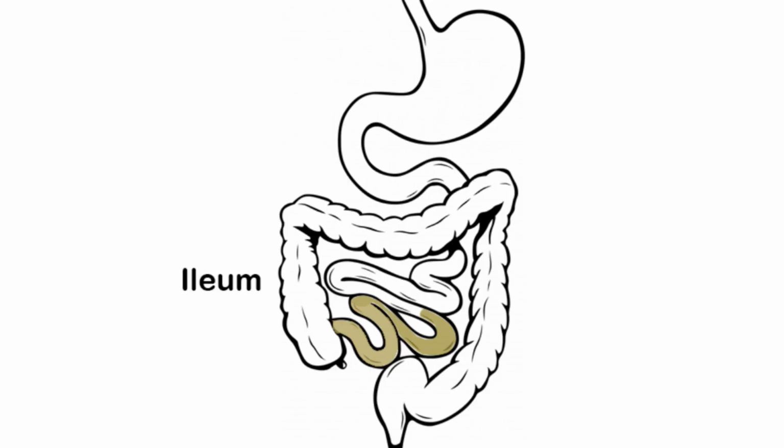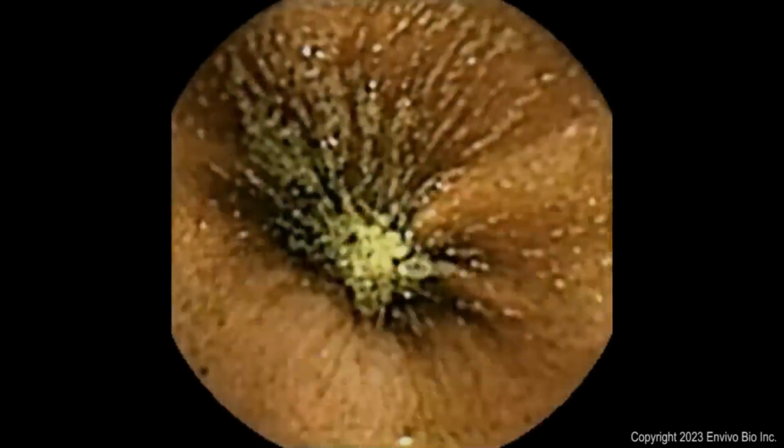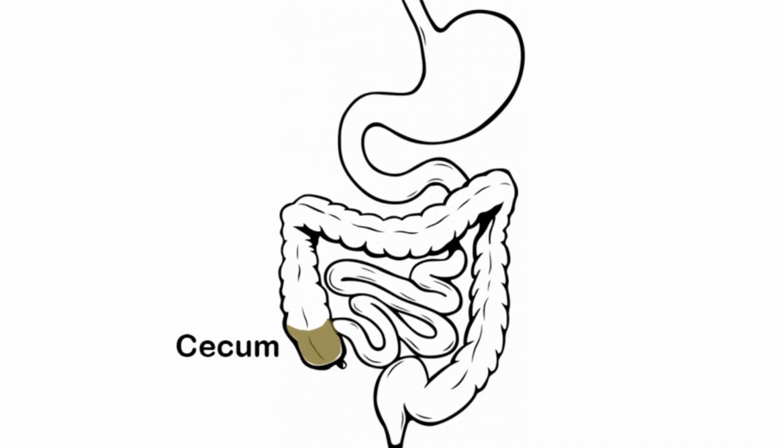Now we've reached the ileum, where the vast majority of bile acids are reabsorbed into the portal vein and returned to the liver. The liver reintroduces the bile salts into the duodenum. The body recycles and reuses bile acids multiple times, even during the course of a single meal.